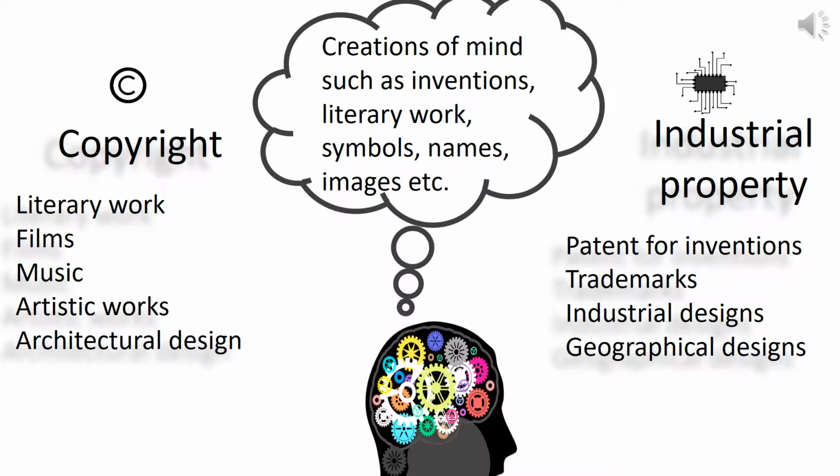First is copyright. The rights of authors of literary and artistic works such as books and other writings, musical compositions, paintings, sculpture, and computer programs are protected by copyright. The main social purpose of protection of copyright and related rights is to encourage and reward creative work.